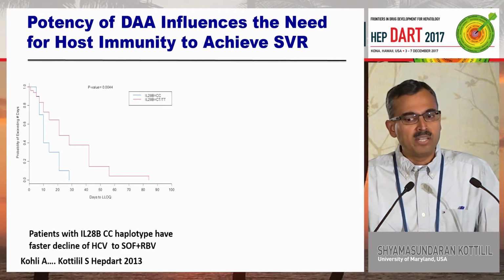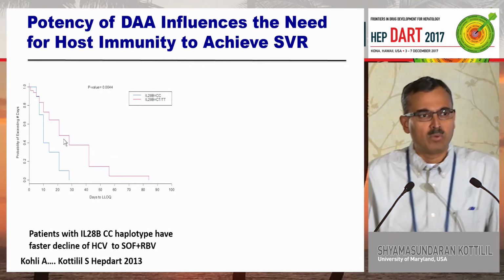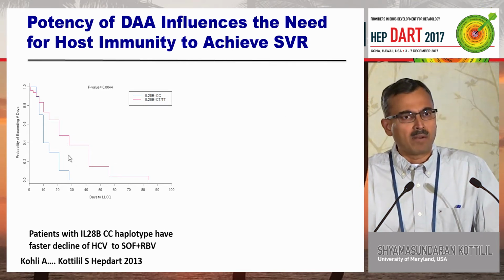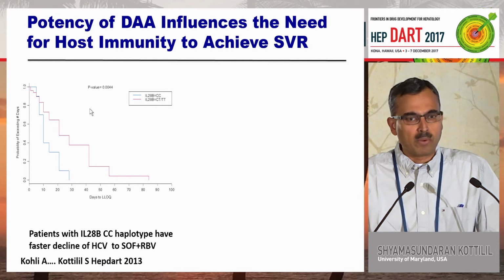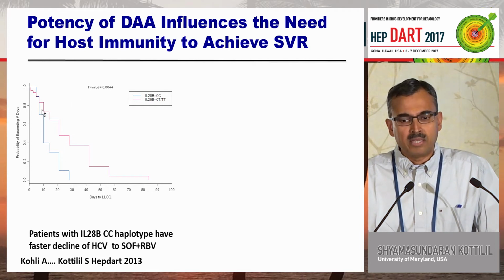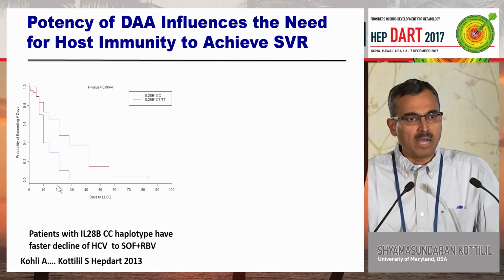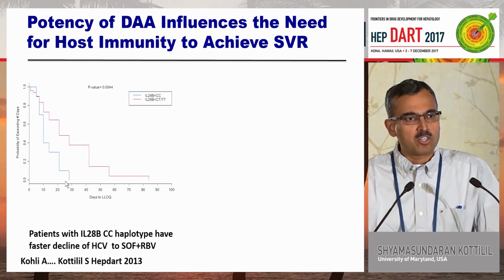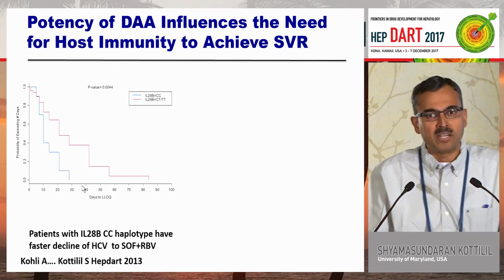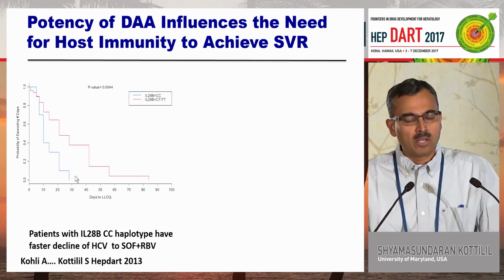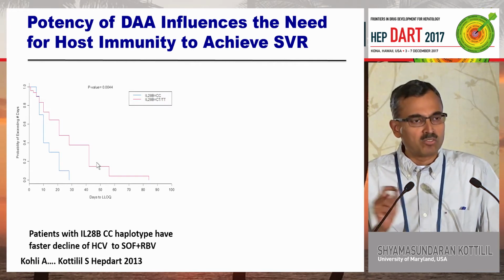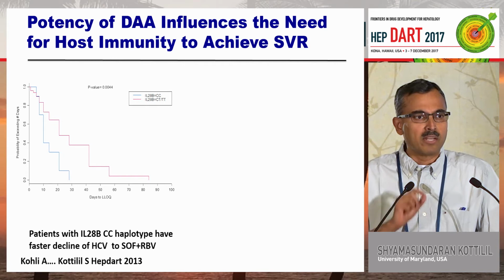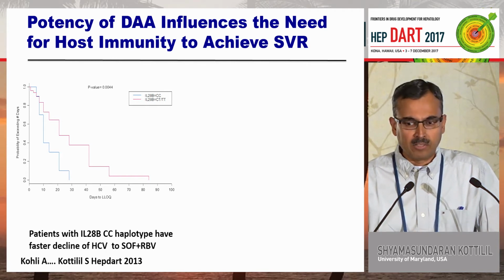Here is shown in a single DAA study. We looked at whether interleukin 28B-CC versus non-CC patients have better virological response to sofosbuvir and ribavirin. It's shown here that people who have the favorable interleukin 28B-CC haplotype achieved better virological control. That means less time to undetectability or less time to achieve the lower limit of quantification compared to the group of people who did not. Then it seems that host immunity did play a role in clearance of hepatitis C when you treat it with DAAs.